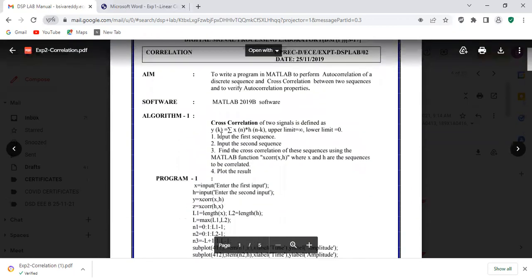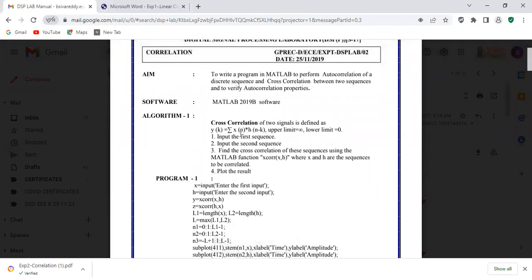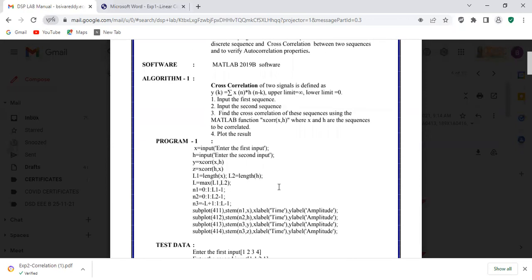First one, you can go for cross correlation. Cross correlation is nothing but you perform it on two different sequences, one is x of n, another is h of n. So one input sequence is x of n, another input sequence is h of n. Here, by using the MATLAB function xcorr(x, h), you can perform the cross correlation between the two sequences x of n and h of n.